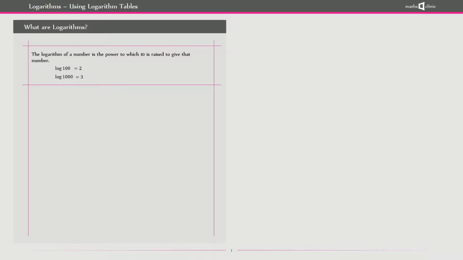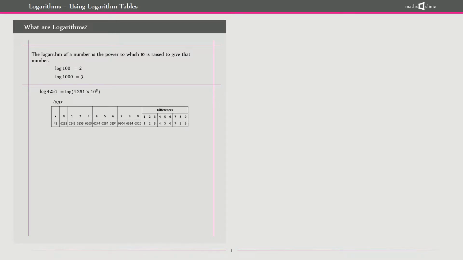Now, we've been doing the easy ones. So log of 100, log of 1, these are powers of 10, basically. But you can actually find the logarithm of a number that is not a power of 10. For example, the logarithm of 4251. To find the logarithm of 4251, we need to use logarithm tables, and that's what this lesson is about.